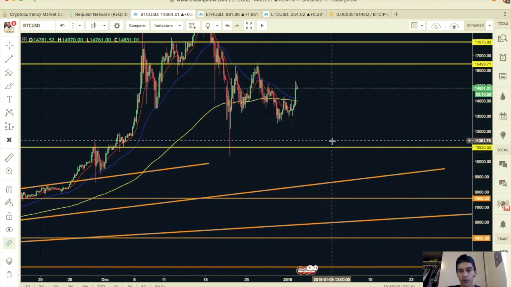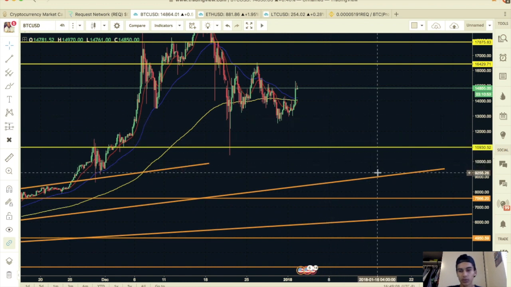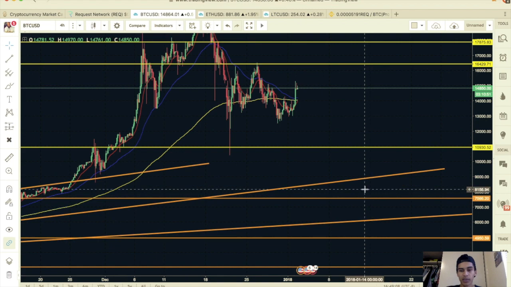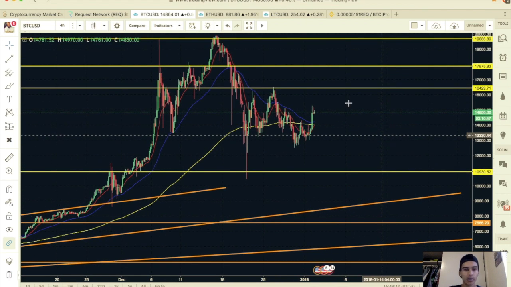Possibly, if we don't hold here at 10,000, a drop down to 9,000, maybe 8,000, depending on how bad people panic if we do decide to drop that low.